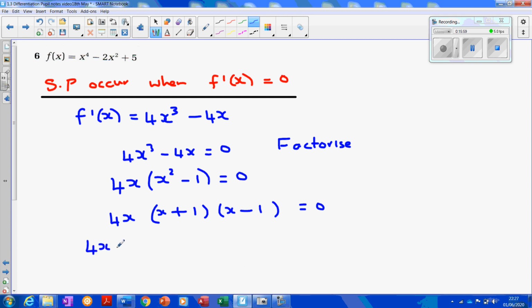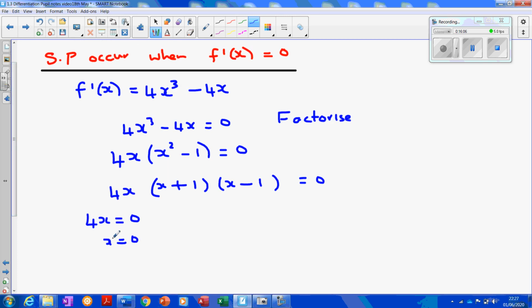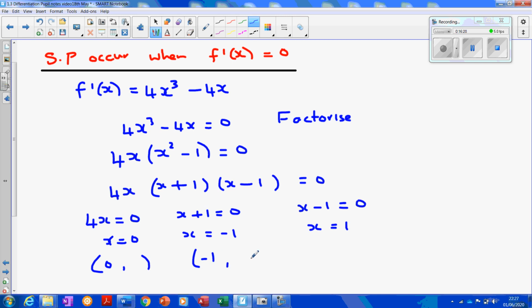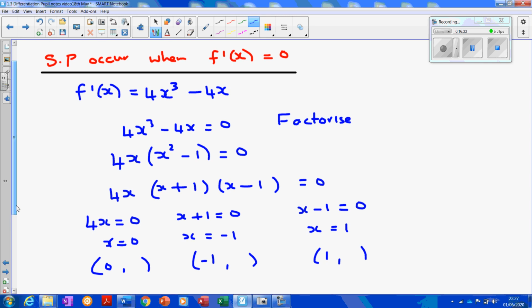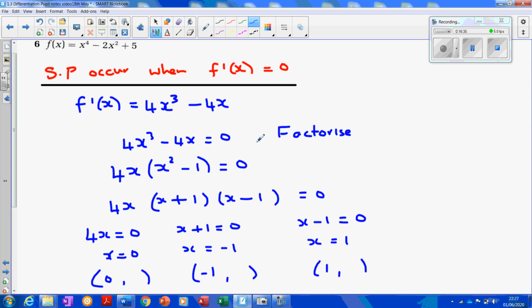So we've got a stationary point where 4x equals 0. Okay, that would make x equal to 0. I've got a stationary point where x plus 1 equals 0. Take 1 away from both sides, so x is equal to minus 1. And x minus 1 equal to 0. Add 1 onto both sides, so x is equal to plus 1. Right, so the stationary points are going to be 0 something, minus 1 something, and 1 something. Right, so you want to go and substitute into this expression here.